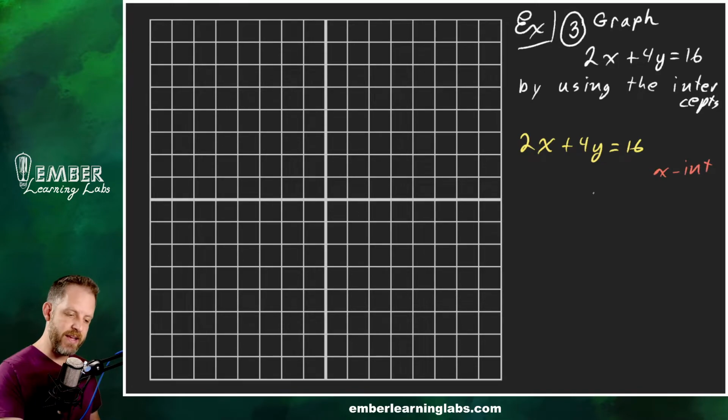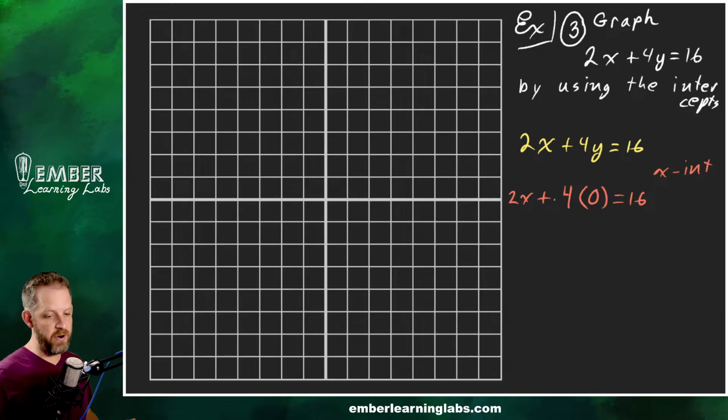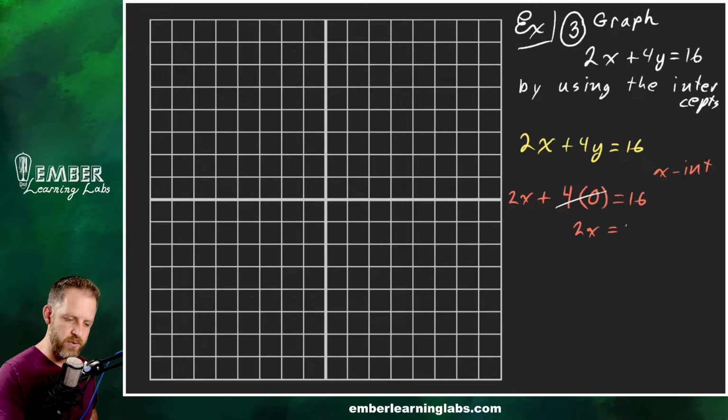we take and we put a 0 where the y is. And then we solve for x. Okay? So putting a 0 where the y is, and then bringing everything else down. And now we're going to solve for x. It's pretty easy at this point, right? Because 4 times 0 is 0. So we end up with 2x = 16. And then we're going to divide both sides by 2. Those cancel, leaving us with x = 8.